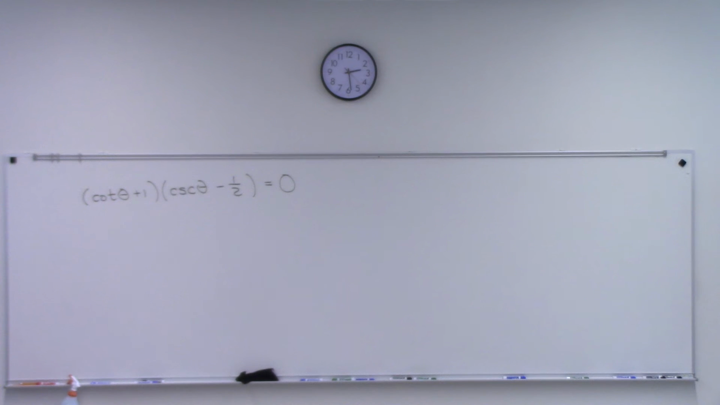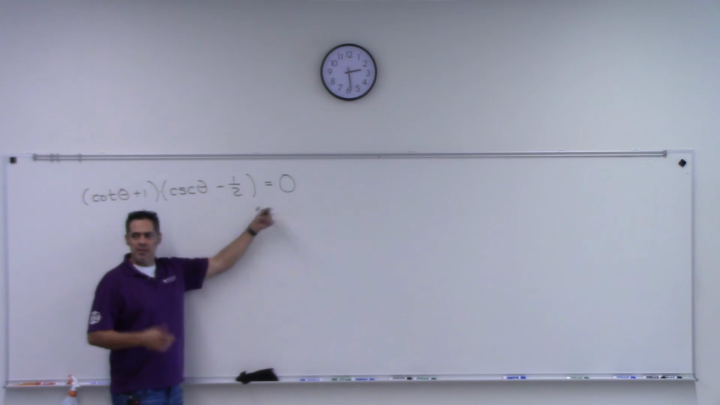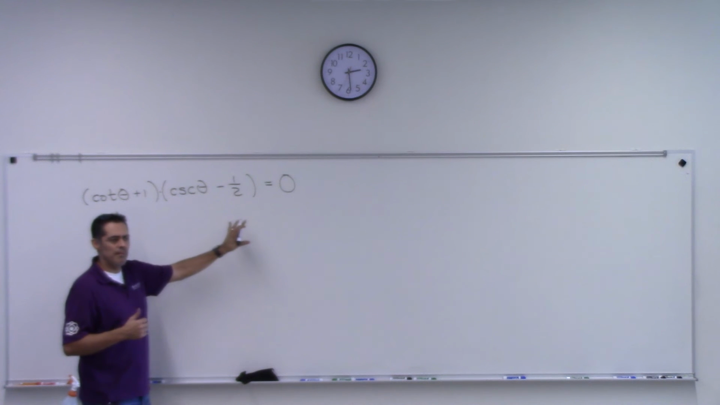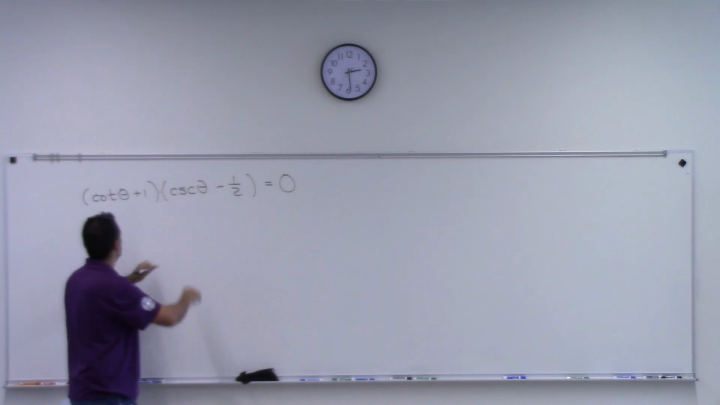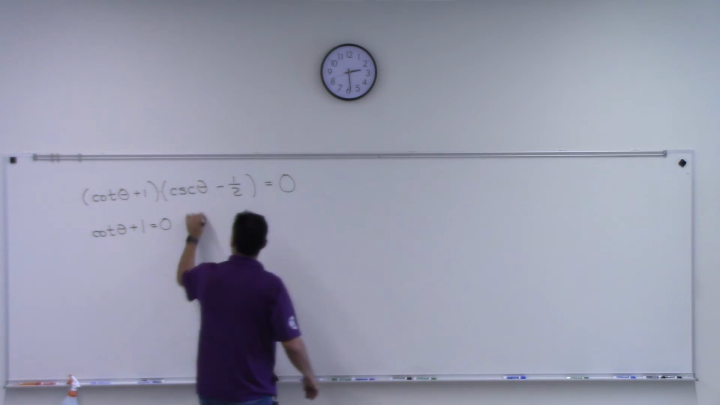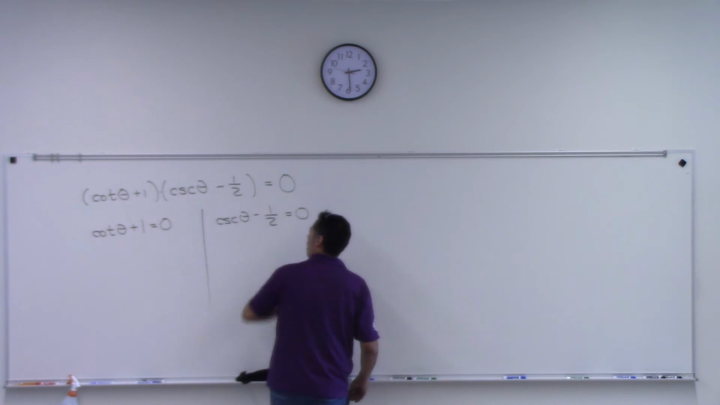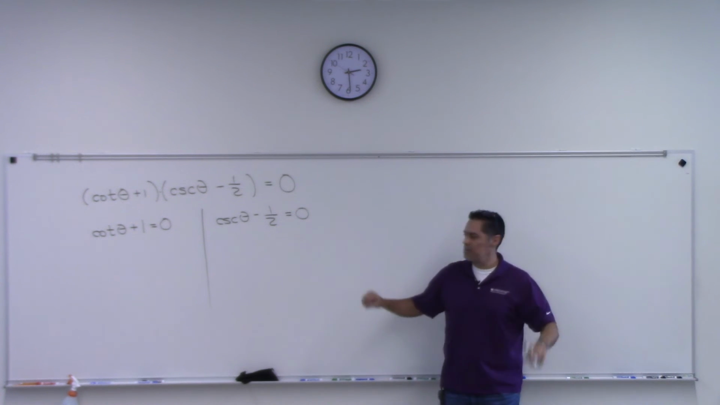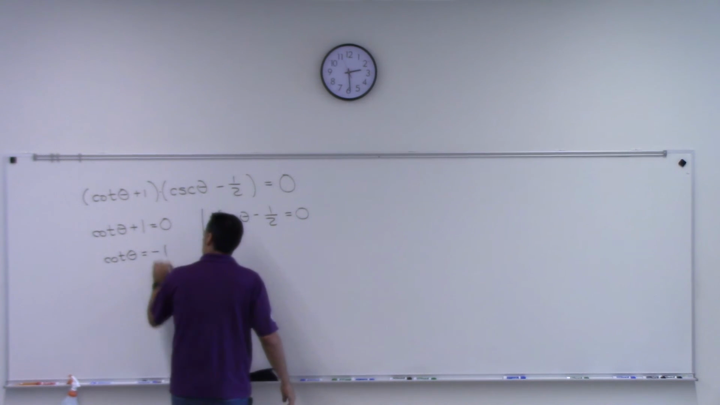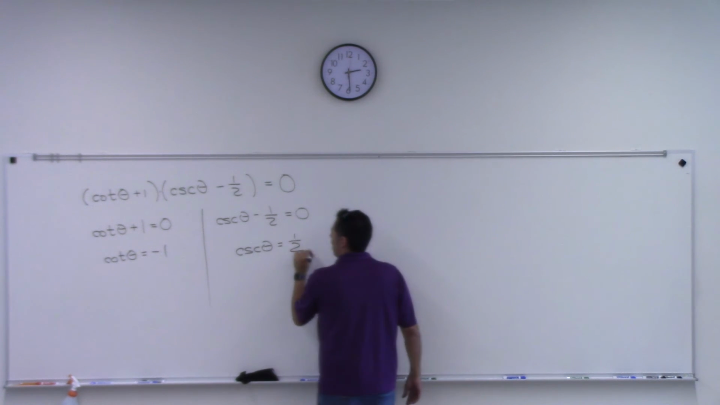The reason it's easy is because what you're doing is you're trying to figure out when something times something equals 0, right? So this is like already factored. All you have to do is set each factor equal to 0. So if I set cotangent theta plus 1 equals 0, I can go find the solutions to that. And then cosecant theta minus a half equals 0. That's 2 separate equations. Here I move the 1 to the other side, becomes -1. Here I add a half to both sides.